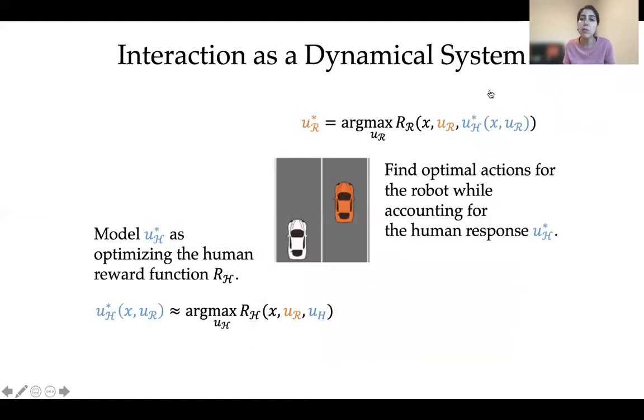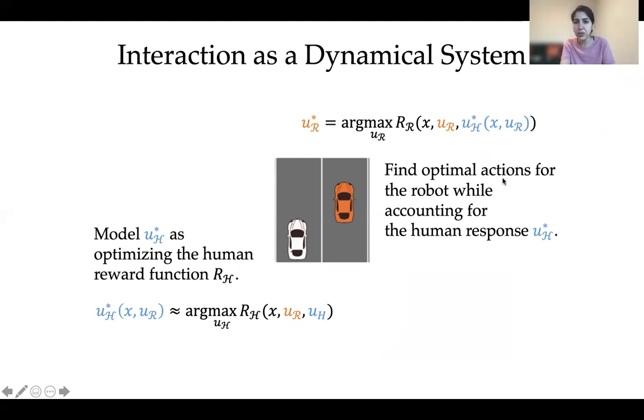Specifically, we modeled the interaction as an under-actuated dynamical system, where the actions of the autonomous car, the robot car, are going to be an optimizer of the reward function, which is usually a function of state and actions. But to capture this game theoretic type of interaction, we need to put in how the human acts in this world. The human in this case is a human-driven car. So that is u_H star.